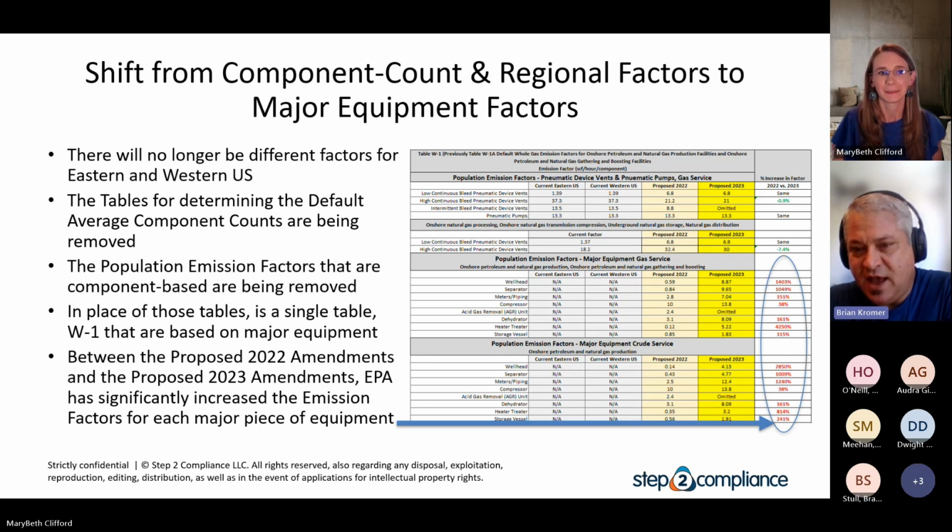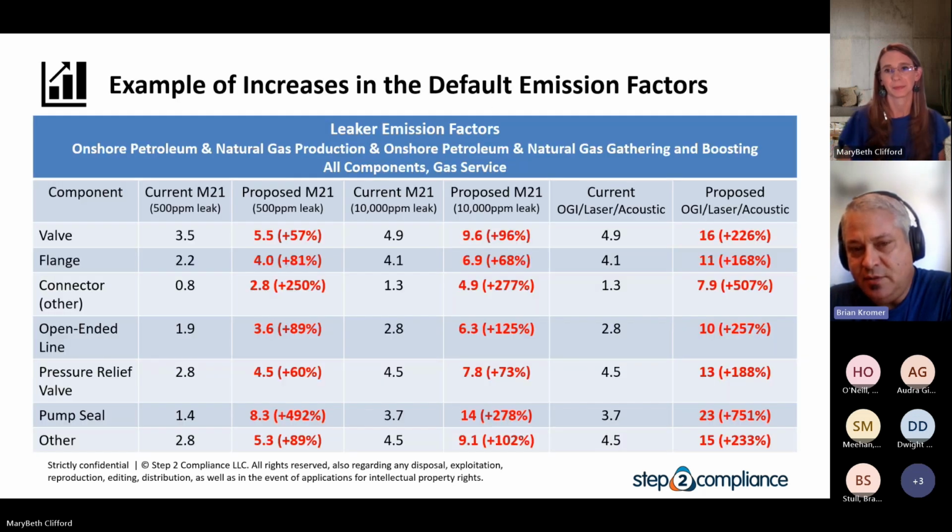I think they have penalized OGI distinctly, and the smaller operator, because the smaller operator is not going to have enough leaks in a specific component type to use empirical. So even though the Inflation Reduction Act says that we're going to go from emission factors to a more empirical measurement of greenhouse gases, it's forcing people to use factors over empirical in this circumstance. So it's kind of contradicting itself.